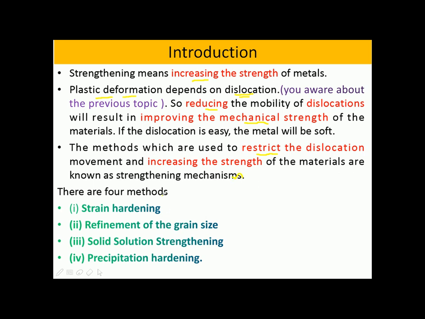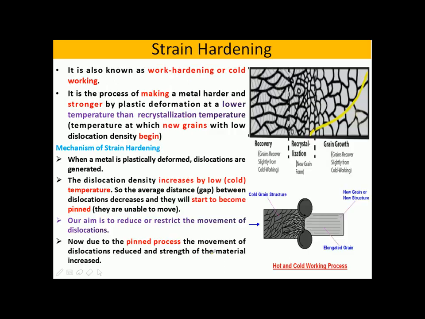There are four methods to increase the strength of the metals: the strain hardening, refinement of the grain size, solid solution strengthening, and precipitation hardening. Now we see one by one. First one, strain hardening. What is called as strain hardening?